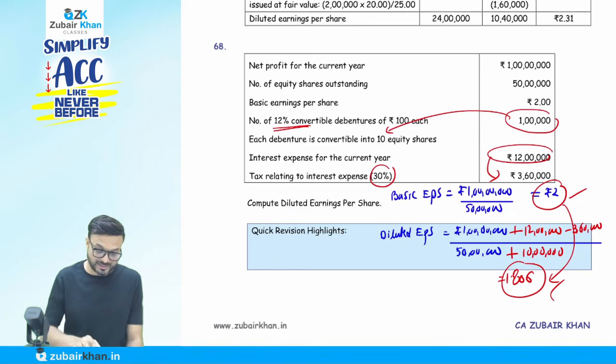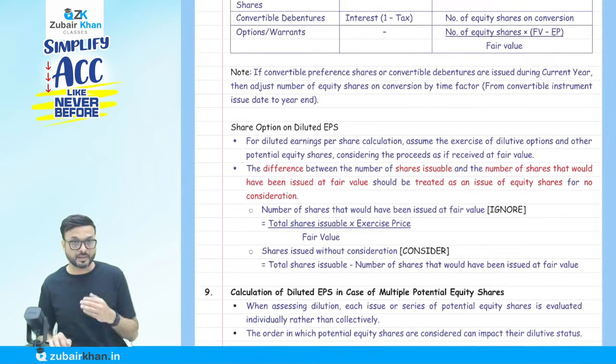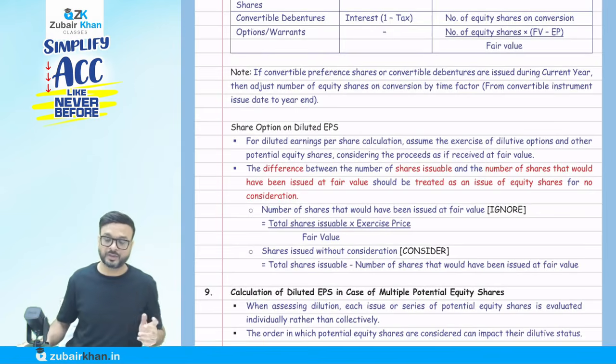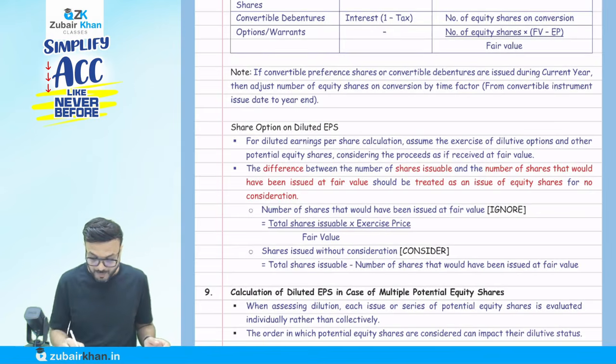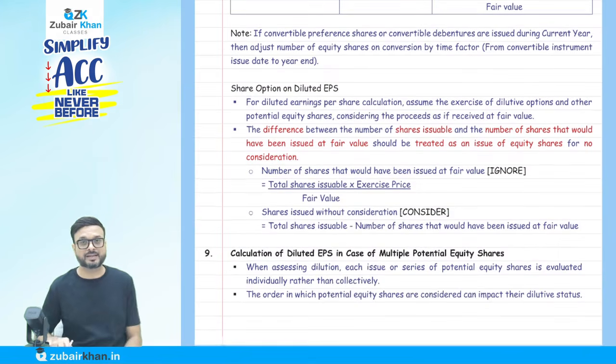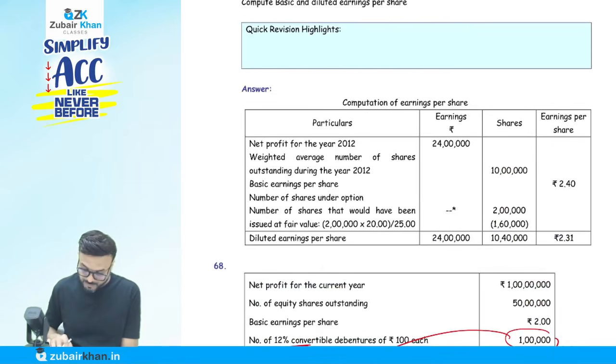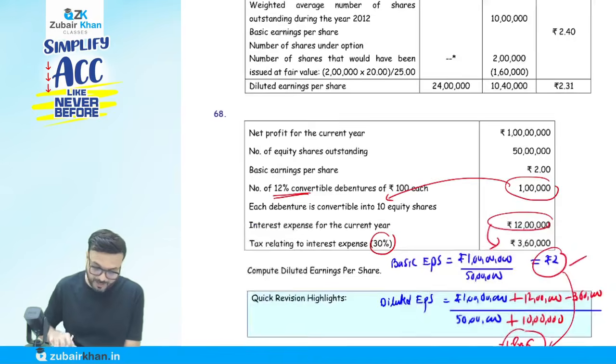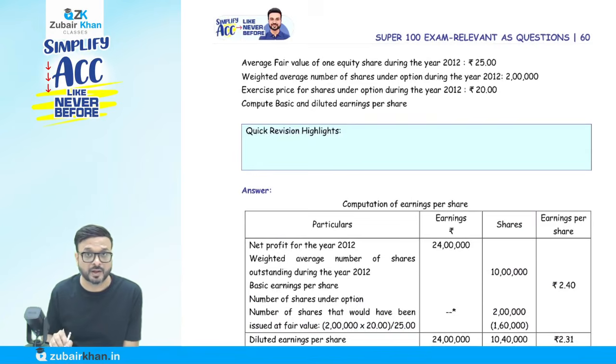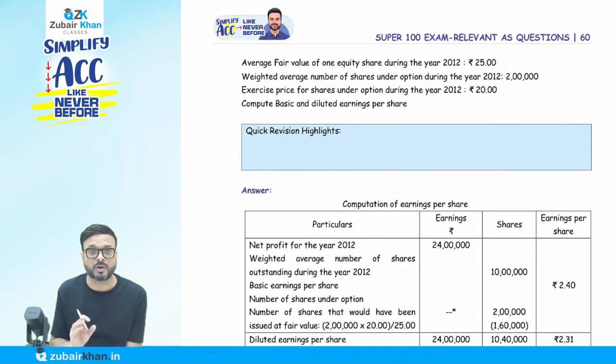Okay. Now the last concept that I want to discuss with you. There is a concept of share option on diluted EPS. What does that mean? First of all, a share option is an employee stock option plan, we also call it. Understand the concept. Let me take a figure from here only, so it will be easy for you to understand. Now, what is this share option? I am offering share options at a lower price.